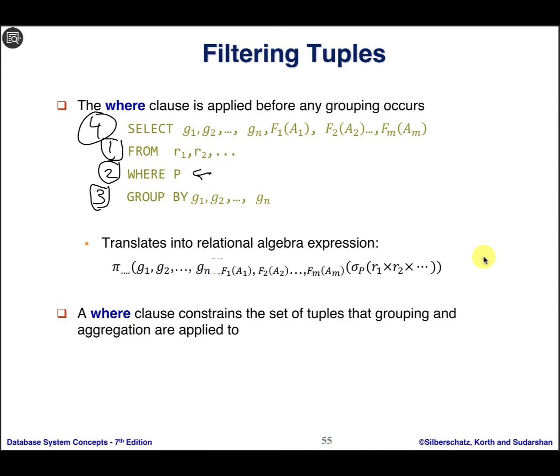Based on the order of evaluation, not. Why? Because I'm going to perform the where first, so I'm going to evaluate whatever condition you have in the predicate in the where clause, then I'm going to perform the aggregate function. So the where clause constrains the set of tuples that grouping and aggregate are applied to, but it's not going to help me after I compute the aggregate function to do anything else.